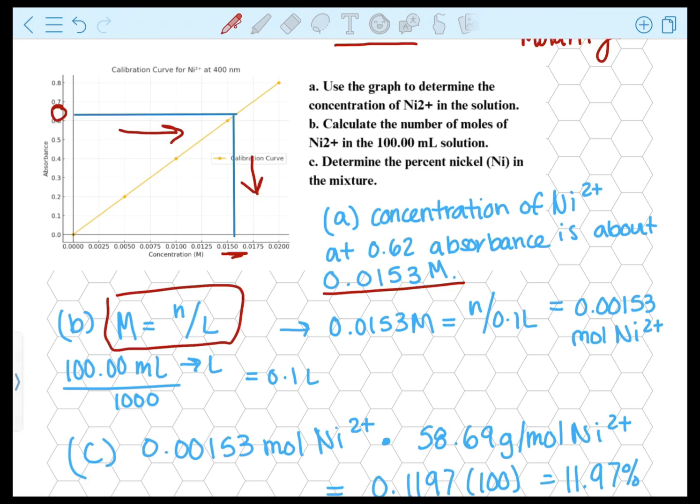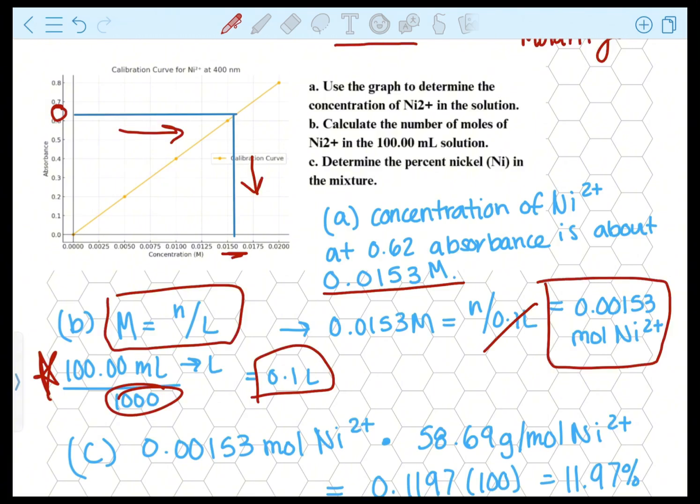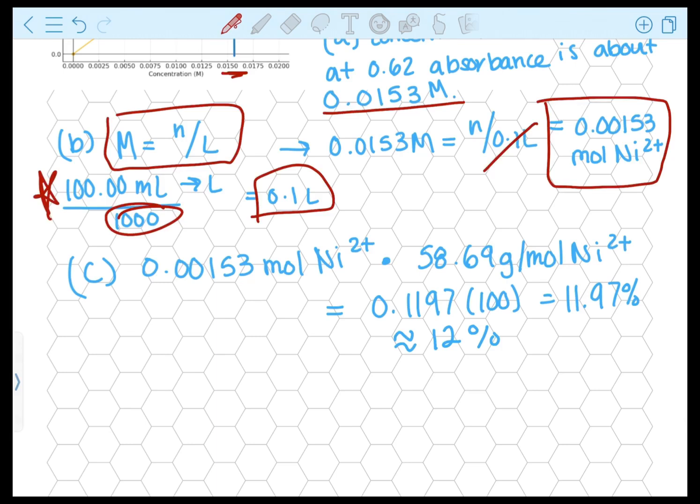But here's something new. Since they give us the units in milliliters, we're going to have to convert the 100 milliliters that they used to dilute to liters. So we're just going to divide 100 by 1,000, and that gives us 0.1 liters. So now that we have all the values, we're just going to plug and chug. So we have 0.0153 molarity equals n over 0.1, and we're going to multiply so we can get rid of the denominator on the left, and that gives us n equals 0.00153 moles of nickel 2+. So that's part B.